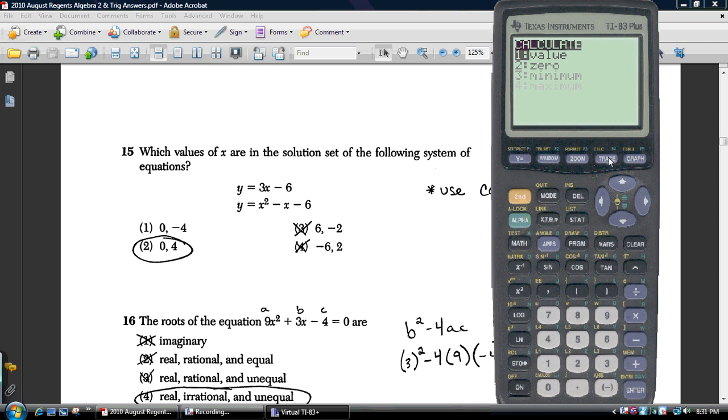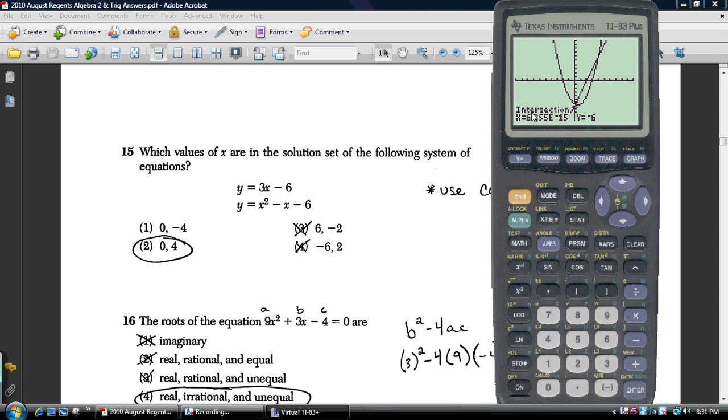So let's do second calc, intersect. Go near the point that you want. In this particular case, I want that guy right there, and hit enter 3 times. 1, 2, 3. So one of the answers is negative 6 for my y, okay? But they want the x values. Okay, so you see how you've gotten this?